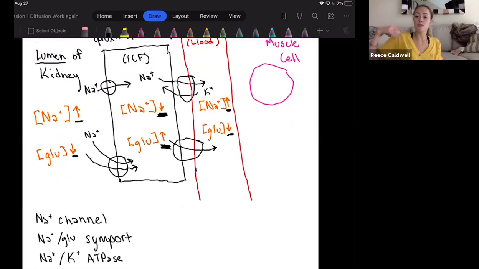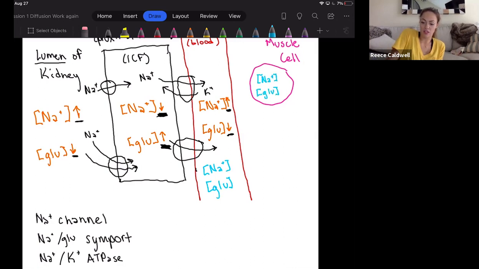All right. So everything up until this point has been relative to the epithelial cell. Now I'm going to change colors because we're going to be talking about things in terms of the muscle cell. So everything is going to be relative to the muscle cell now. So we have our sodium, we have our glucose. We can label that in the muscle cell as well.